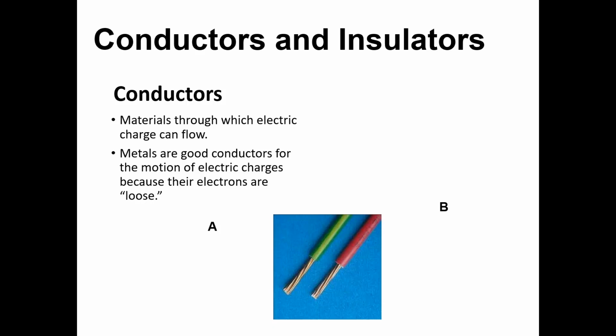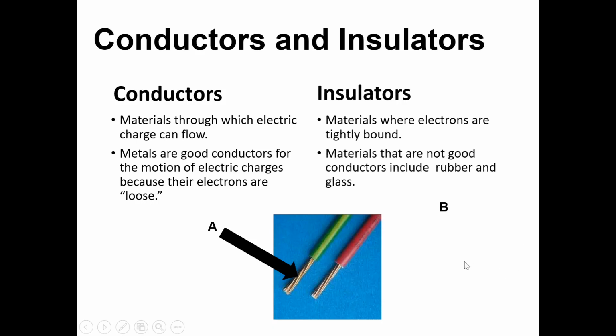So we talked a little bit about conductors and insulators. A conductor is a material through which electric charge can flow. So it's something that will let electricity flow through it. Metals are really good conductors for the motion of electric charges because their electrons are really loose. And you remember what electrons are. Those are the negative charges floating around the outside of the atom.